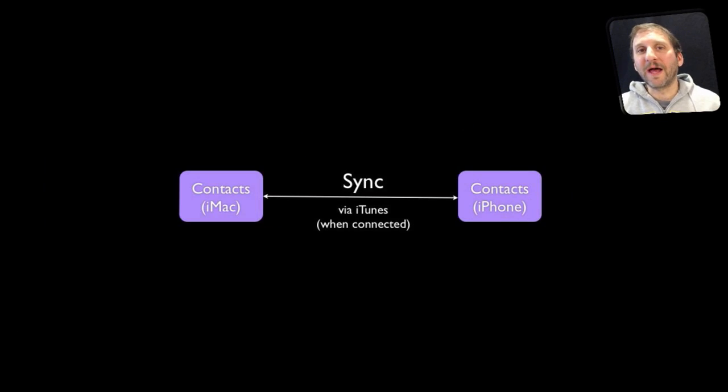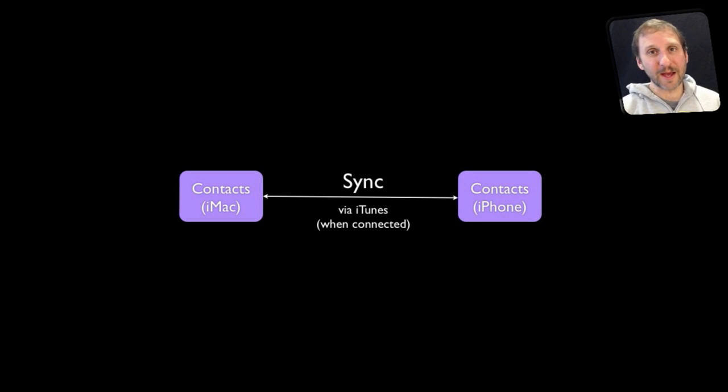So before iCloud, it was pretty simple. You would have, say, an iMac and an iPhone. It could be two Macs, could be two iOS devices. It doesn't really matter. You have more than one device. And what would happen is when you would change something, let's use contacts as the example here. You would change something, add a new contact or edit a contact, and when you would connect the two devices, for instance, you would hook your iPhone into your iMac with the cable, and then you would use iTunes to sync.